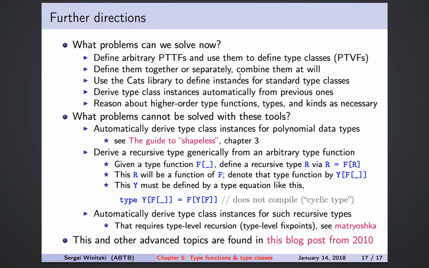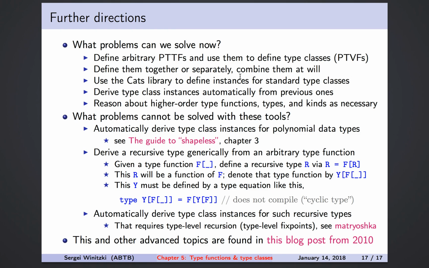By way of conclusion, let me summarize what are the problems we can solve now. We can define arbitrary partial type-to-type functions and partial type-to-value functions. Type classes are just a way to systematically manage partial type-to-value functions. They're not different, they're just PTVFs, understood in a somewhat more systematic way. We can define these together or separately. We can define some of them, then later more partial type-to-value functions. We can combine them.